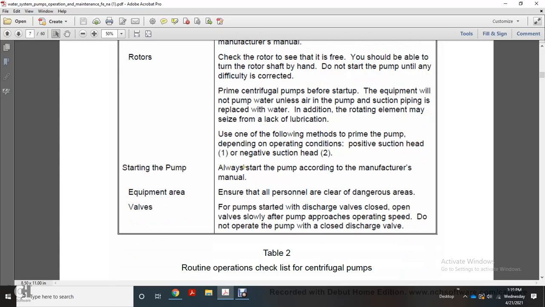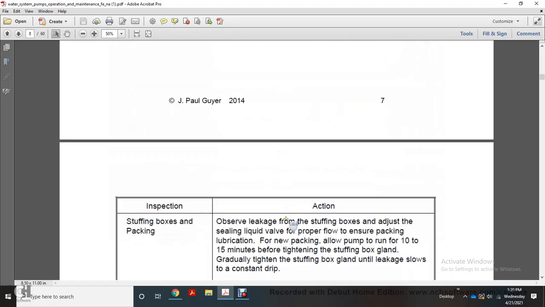Equipment area: ensure all personnel are clear of dangerous areas. Valves: pumps are started with discharge valves closed. Open the valve slowly after the pump approaches operating speed. Do not operate the pump with a closed discharge valve.